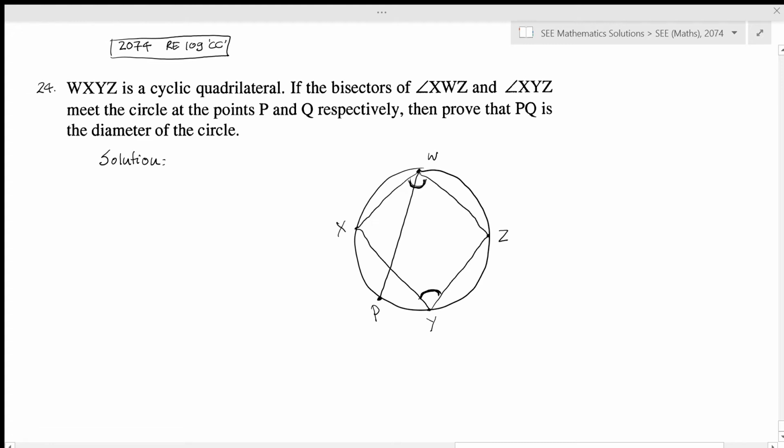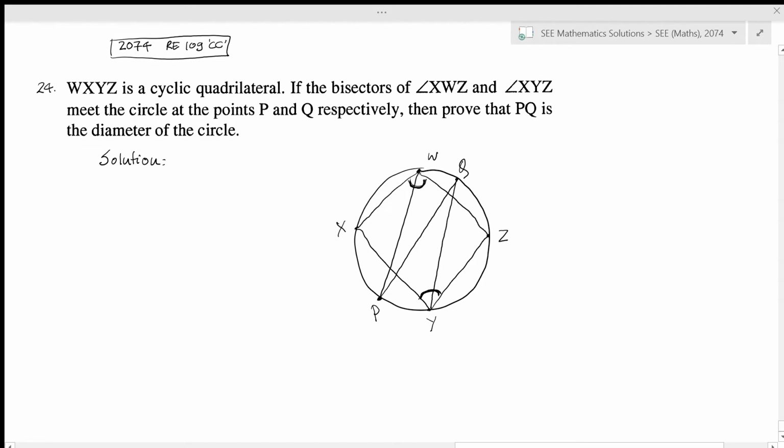And for Y, let's assume the bisector meets the circle at this point, Q, then prove that PQ is the diameter of the circle. So we need to show that this PQ is the diameter of the circle.